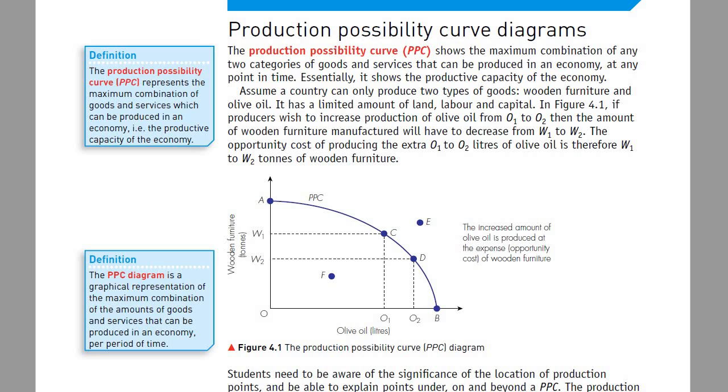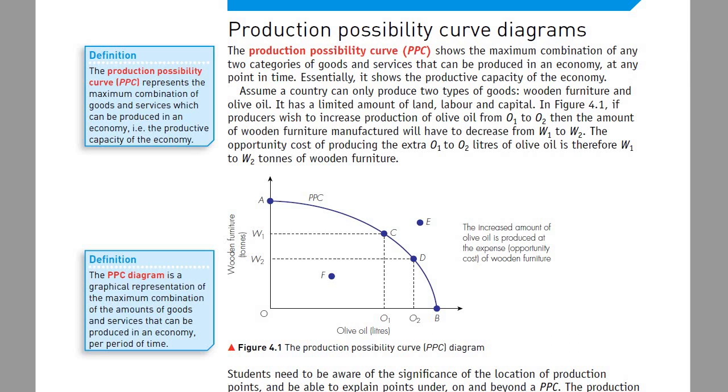Today we are going to cover the topic Production Possibility Curve Diagrams. The Production Possibility Curve, or PPC, shows the maximum combination of any two categories of goods and services that can be produced in an economy at any point in time. Basically, it shows the maximum output that can be created through your available resources.